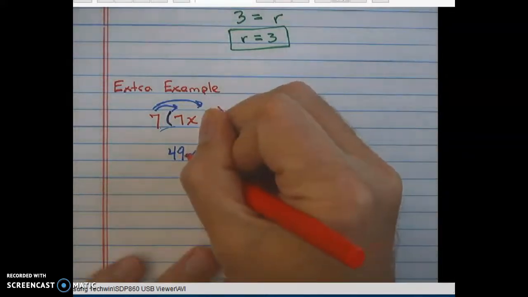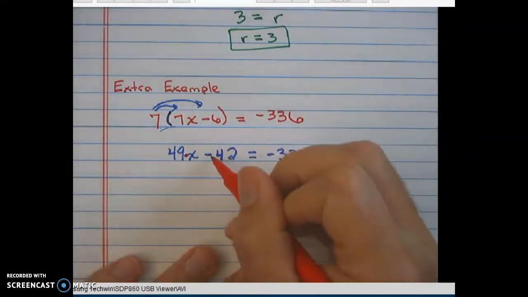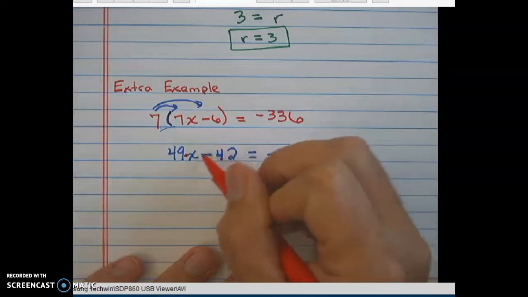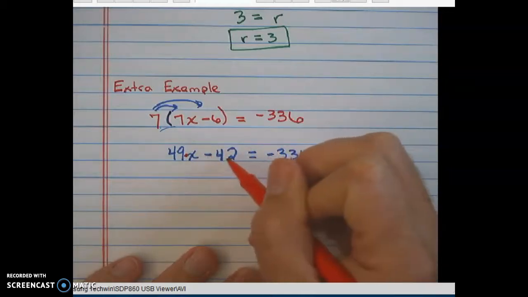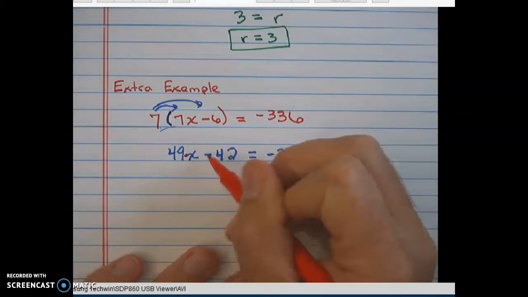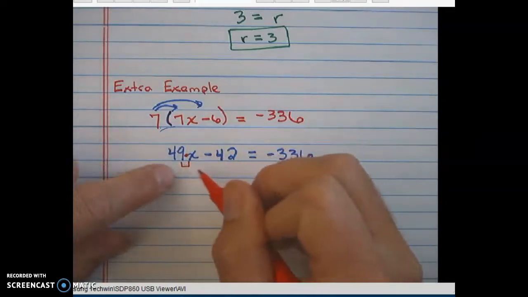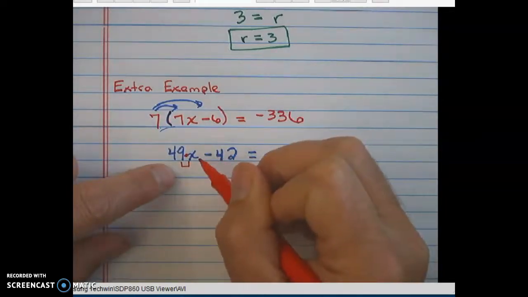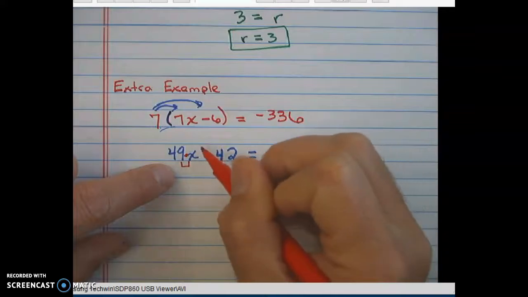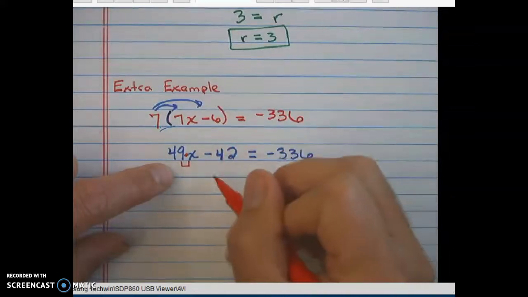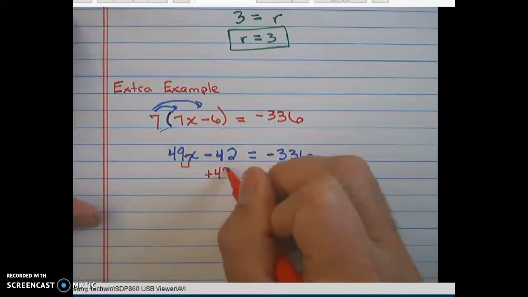Now our goal is to get x by itself. There are two things bothering the x, the times 49 and the minus 42. When we try to make a decision on which one to get rid of first, it's usually easiest to get rid of the one that's farthest away. So the times 49 is only that little distance away. The minus 42 is a much bigger distance, so it's farther away. So we're going to get rid of the minus 42. So hopefully you added 42.